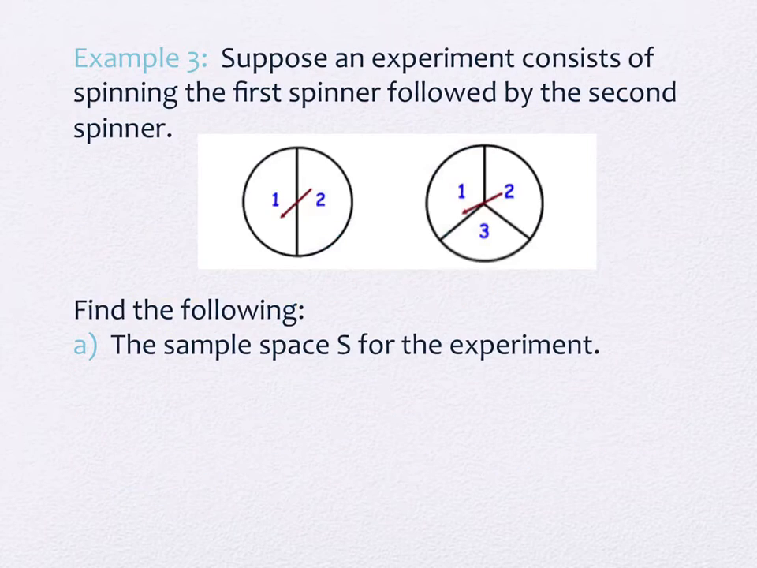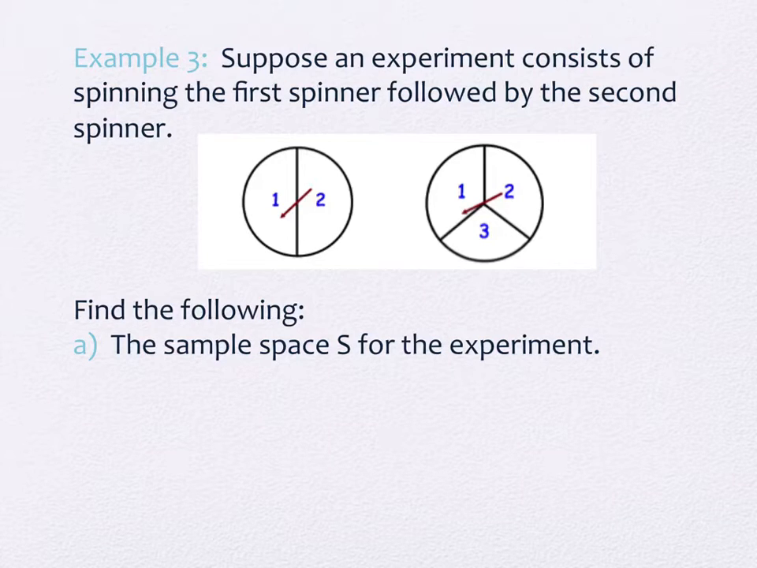Okay, so we're going to do an example now of a problem that has some spinners. It says, suppose an experiment consists of spinning the first spinner followed by the second spinner. It says, find the following, and it says a sample space S for the experiment. So a sample space is, as you know, a listing of options of things that can happen, right?